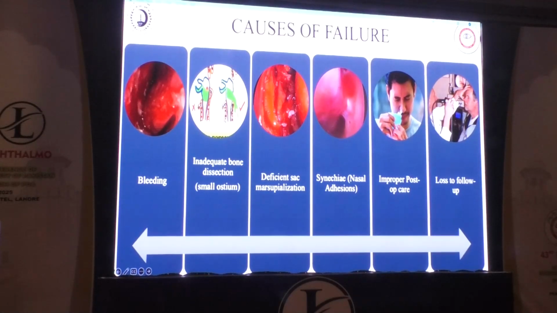In the literature, the following causes are mentioned that cause failure. The first important one is bleeding. Bleeding is the single most important factor that affects your results, because all the landmarks are not visible, your view is distorted, and you can't perform a successful surgery. Other causes of failure are inadequate bone dissection, deficient sac marsupialization, and nasal adhesions. If you do a very good DCR, but due to trauma to the sinonasal mucosa there is later adhesion formation, that blocks the neo-ostium.